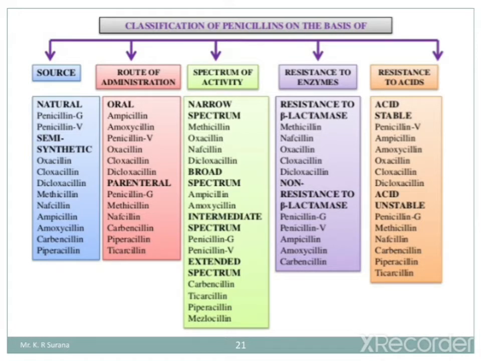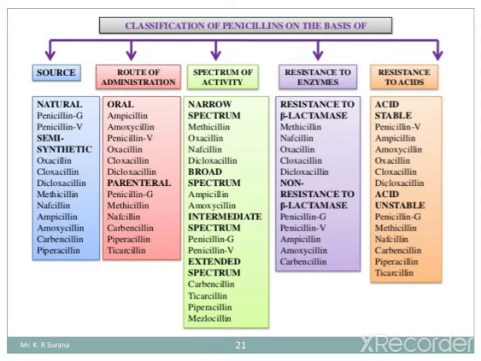Now the fourth classification is on the basis of resistance to enzyme. On this basis there are two subclasses: resistance to beta lactamase enzyme and non-resistance to beta lactamase enzyme. Examples of resistance to beta lactamase enzyme are methicillin, nafcillin, oxacillin, etc. On the basis of non-resistance to beta lactamase, examples are penicillin G, penicillin V, ampicillin, etc.